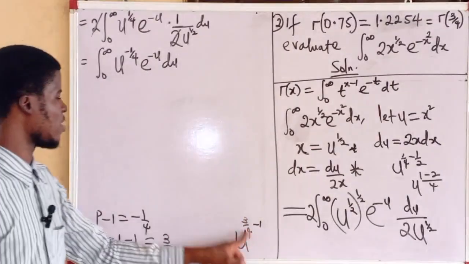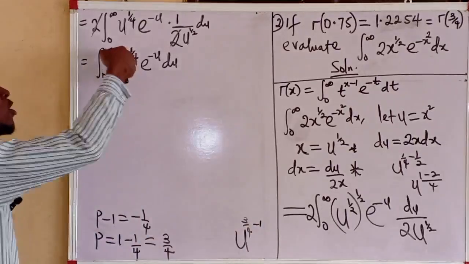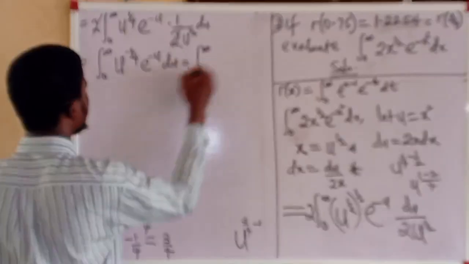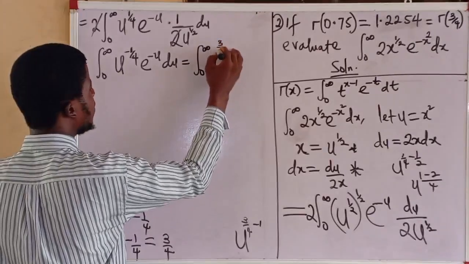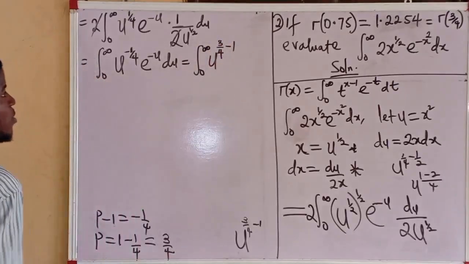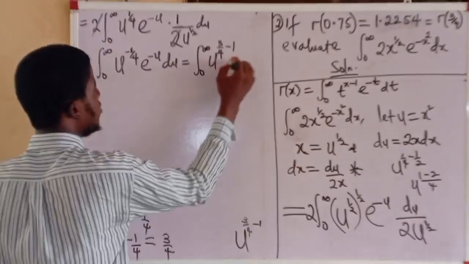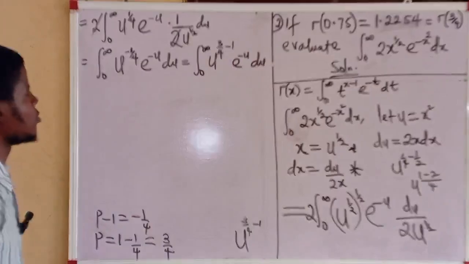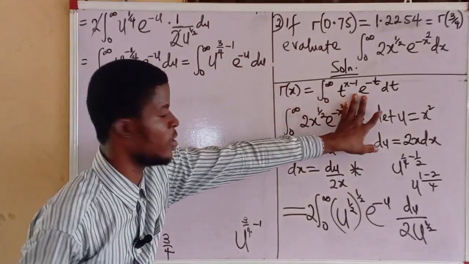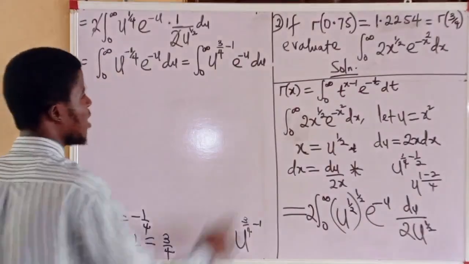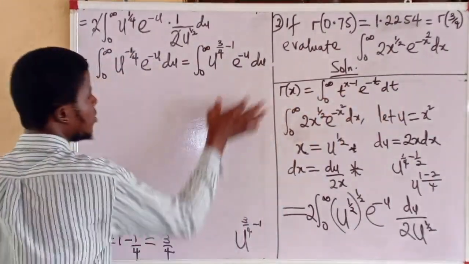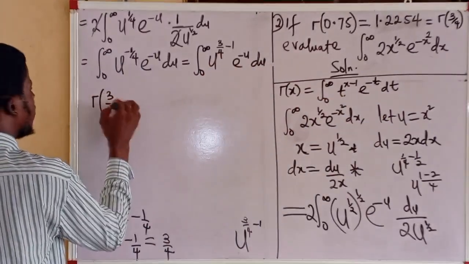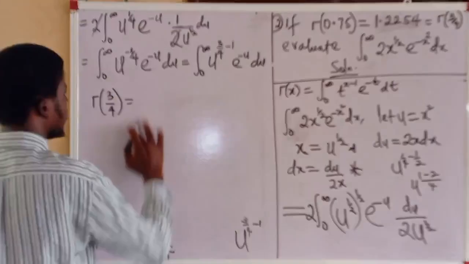So that 3 over 4 minus 1 is minus 1 over 4. So we can write this integral now as the integral from 0 to infinity of u to the power of 3 over 4 minus 1, which is equal to minus 1 over 4, times e to the power of minus u du. So you can see that this is exactly the form that we have here. So gamma of x is equal to this. Since these two are now in the same format, we can say that gamma of 3 over 4 is equal to this. Am I correct?